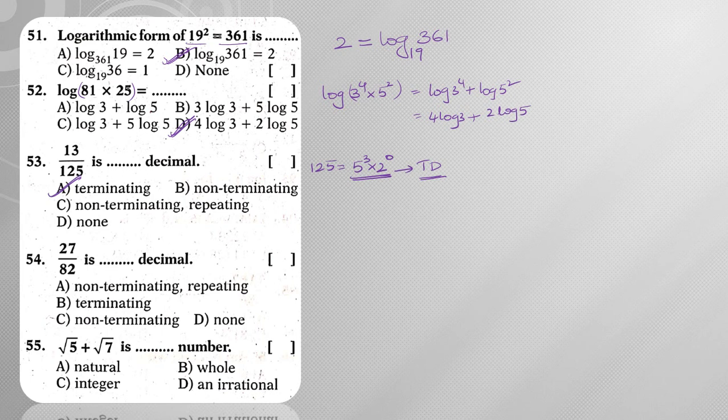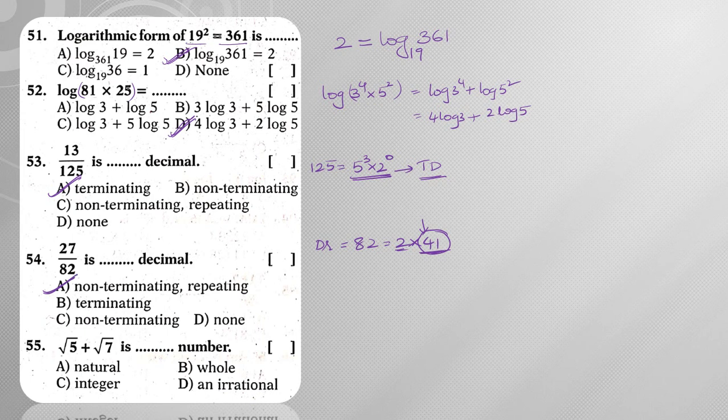Next, 27 by 82. So if you observe the denominator 82, it can be written as 2 into 41. So here we have 2, and 41 is also a prime number. Since the denominator has 2 and 41 as prime factors, and 41 is a prime factor other than 2, clearly it is a non-terminating repeating decimal. That is nothing but NTR.